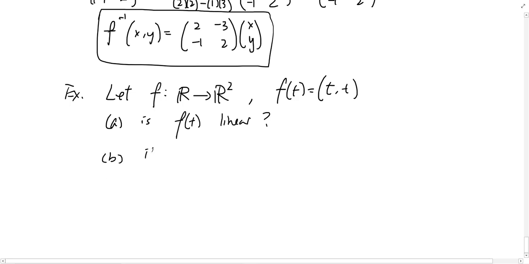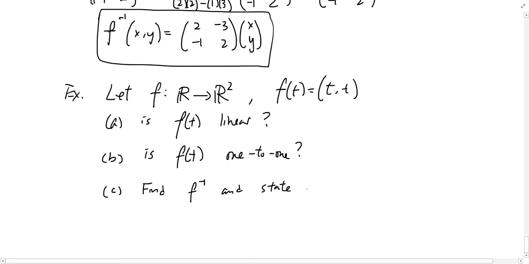B. Is f of t one-to-one? And C, well, actually you can probably guess that f of t is one-to-one because of what I'm going to ask you to do in C. I'm going to ask you to find me f inverse and state the domain. And when I say state its domain, I mean state f inverse's domain.